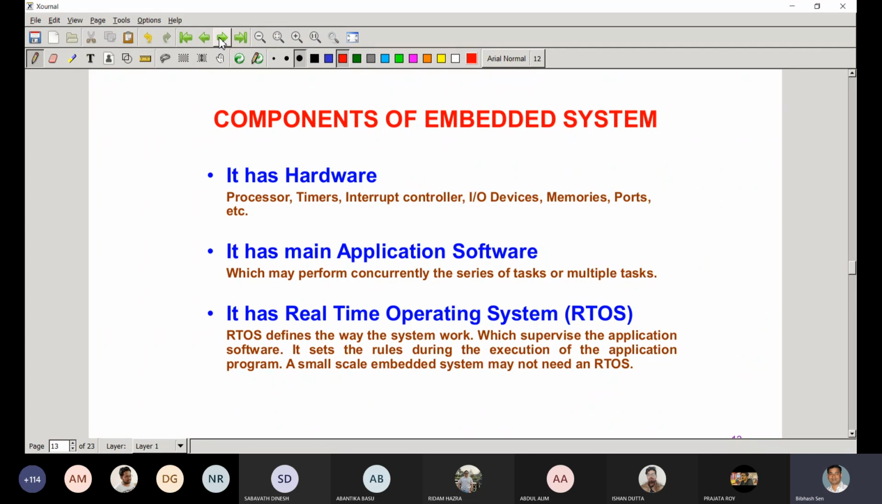It sets the rules and describes the execution of the application program. A small-scale embedded system may not need an RTOS. This is very important. A small-scale embedded system may not need an RTOS. Otherwise, in other cases, the RTOS will manage the software.